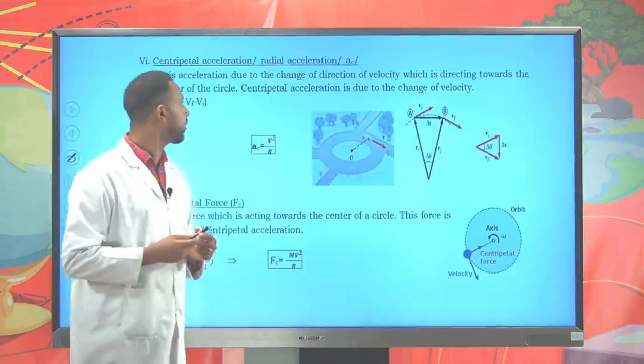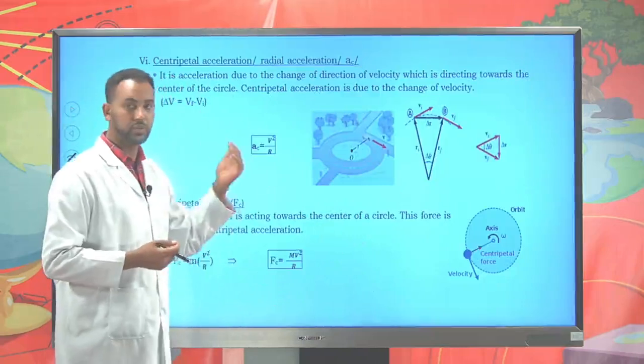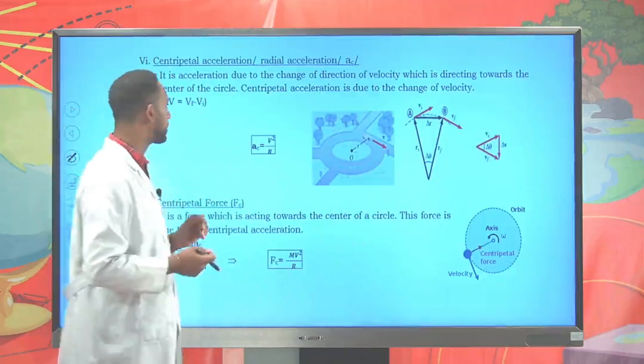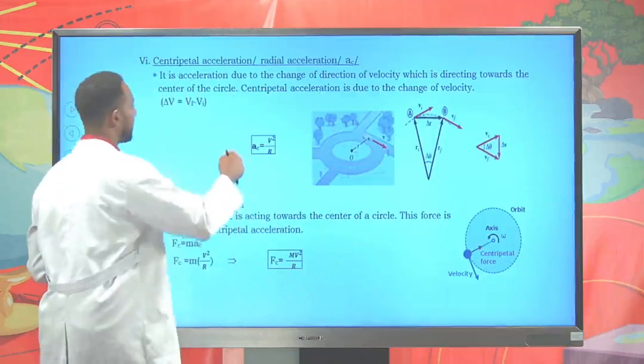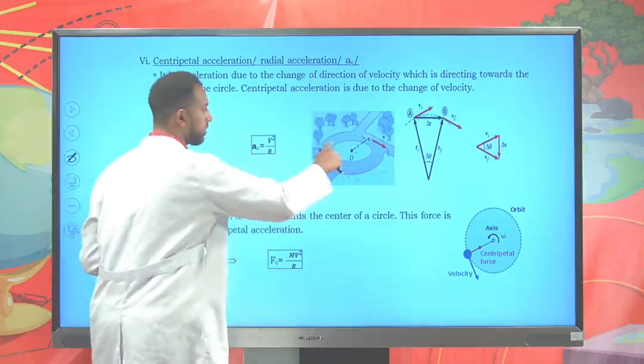And the other important point is the centripetal acceleration, sometimes known as radial or normal acceleration. Centripetal accelerations are accelerations which act along the center, for a given circular path.